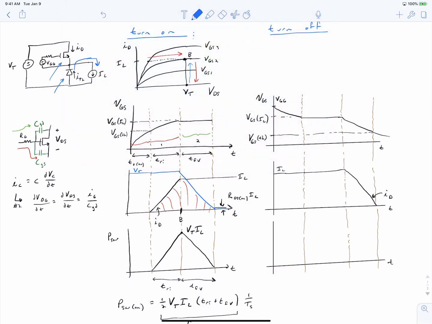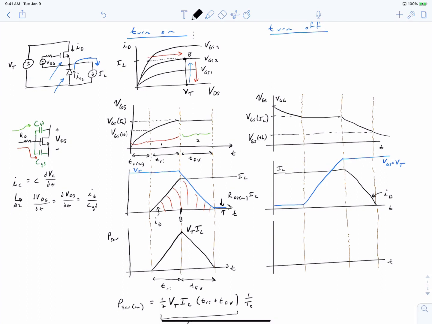Our drain source voltage starts off at 0 volts, or rather the voltage drop across RDS on. And in this interval here, it rises up to the throw voltage, which it stays at. And finally, we can use these curves to calculate the power dissipation in our device, which again looks like a triangle. So again, we're multiplying this area.